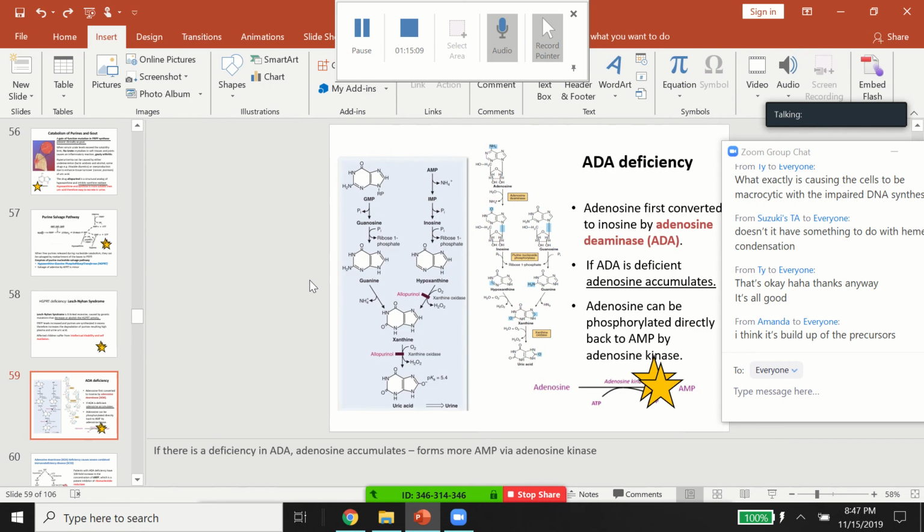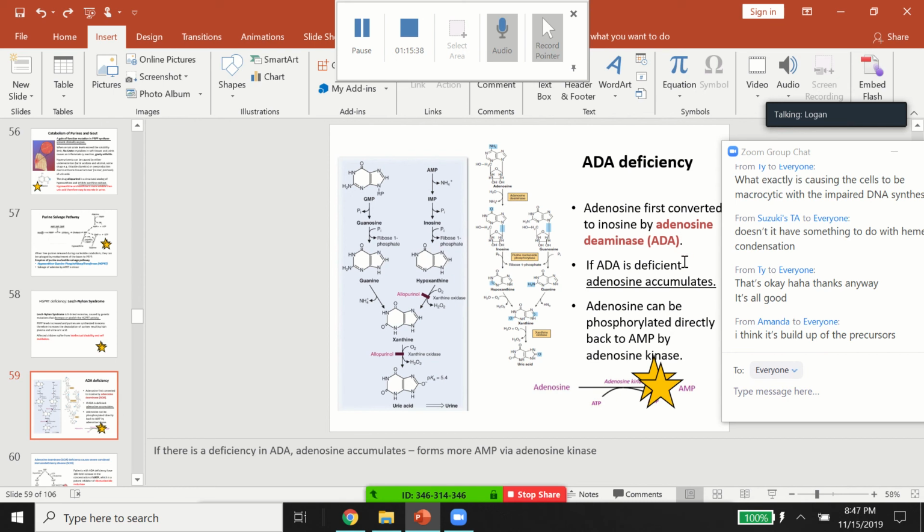Anyway, so ADA deficiency. Let's talk a little more about another pathway. Sorry for the stars blocking the picture there. You don't really need to know the little ADP here, so it's no big deal if it covers it. Anyway, adenosine is first converted to inosine. We've already kind of talked about this. It's via this enzyme right here, adenosine deaminase.